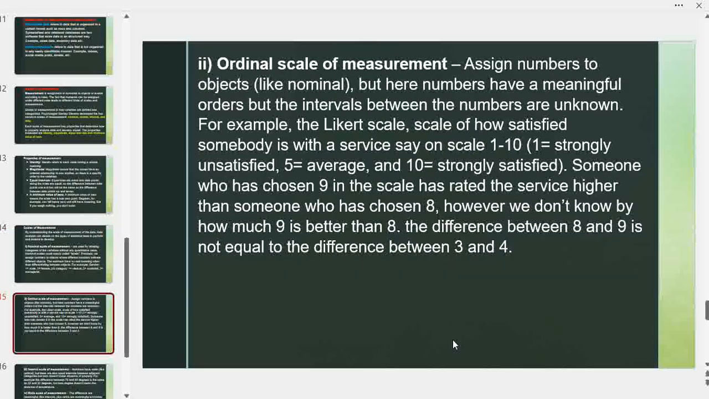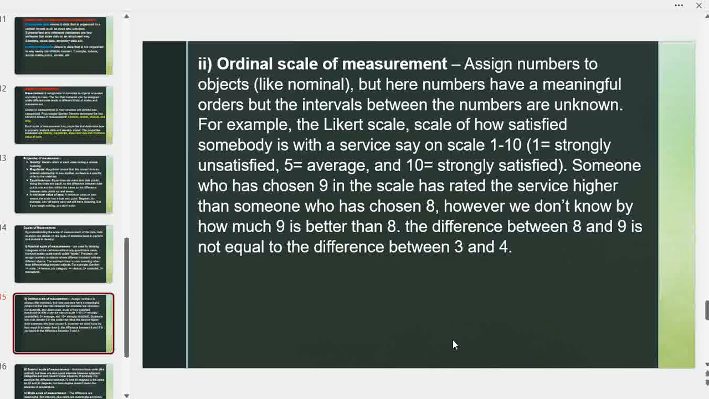Okay? Let's talk of the ordinal scale of measurement. It assigns numbers to objects, just like nominal. But here, numbers have meaningful orders, but the intervals between the numbers are unknown. An example is a Likert scale. Let's say, for example, I want to evaluate how this class is. And I'm saying 1 means strongly dissatisfied with the class, and 10 means strongly satisfied with this class.